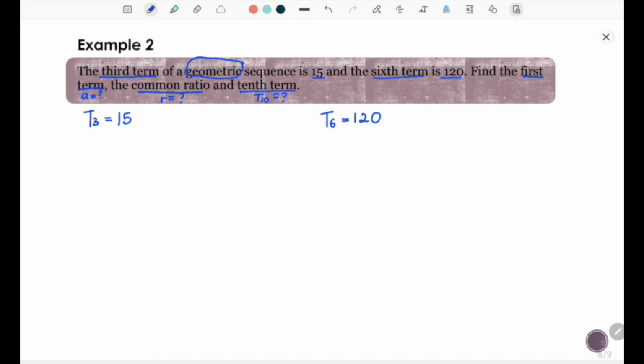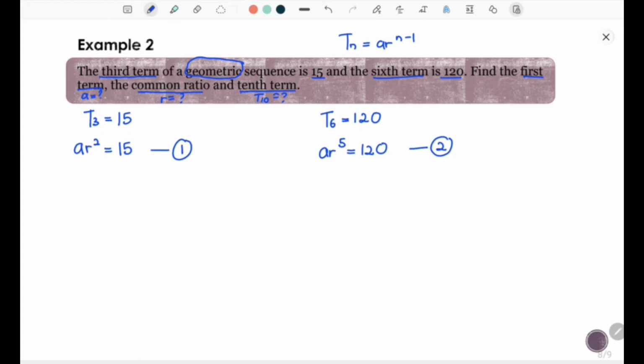You need to write these two equations in the form of tn equals ar to the power of n minus 1. So for the first one, we have ar to the power of n minus 1, which is 3 minus 1 is 2, equal to 15. Let it be the first equation. For the second one, we have ar to the power of 6 minus 1, which is power 5, equal to 120, to be the second equation.